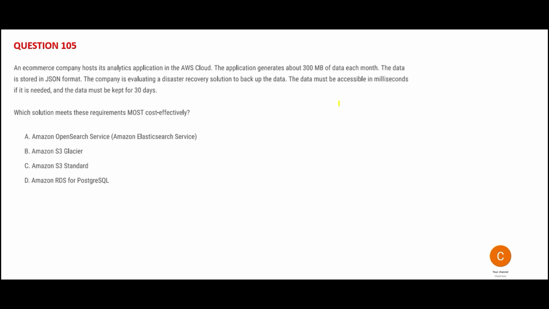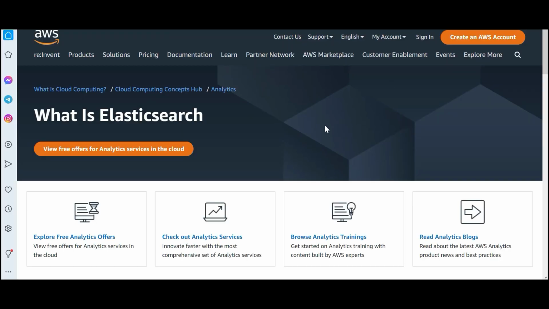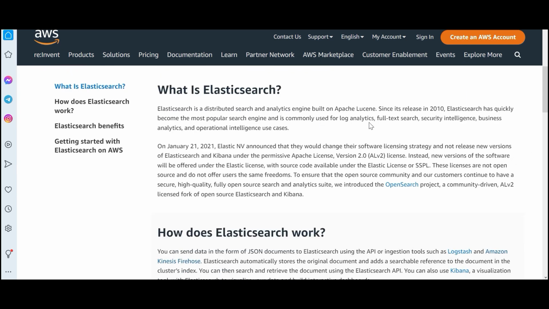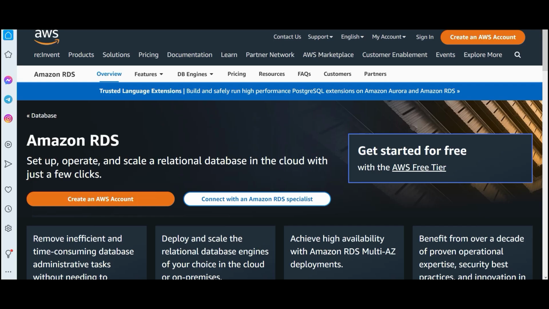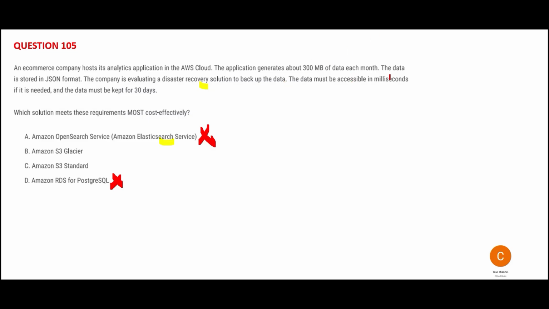So you want a disaster recovery solution, what should you use? Elasticsearch will not work because Elasticsearch has a different purpose. It serves as a distributed search and analytics engine. It is not a backup and disaster recovery solution. So A is wrong. And one thing which is very obvious is that D is wrong because RDS is a relational database, and here we are not talking about any database in this question. We are talking about JSON format.